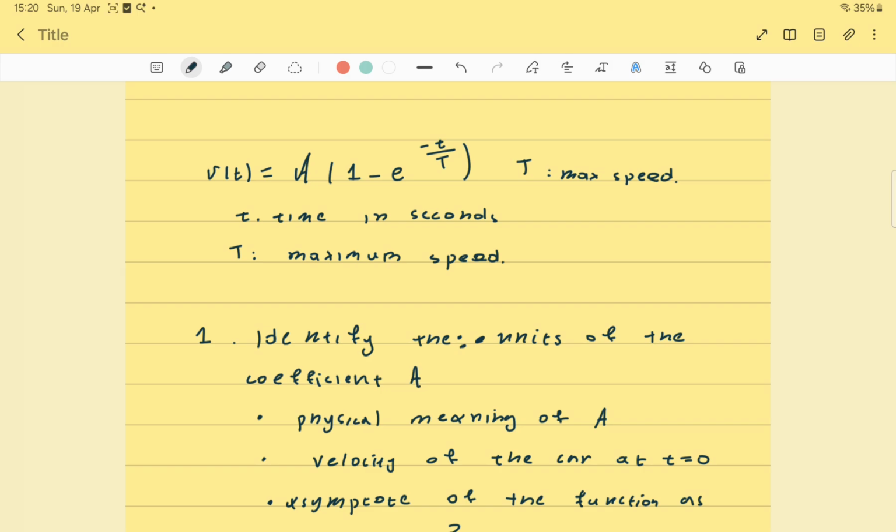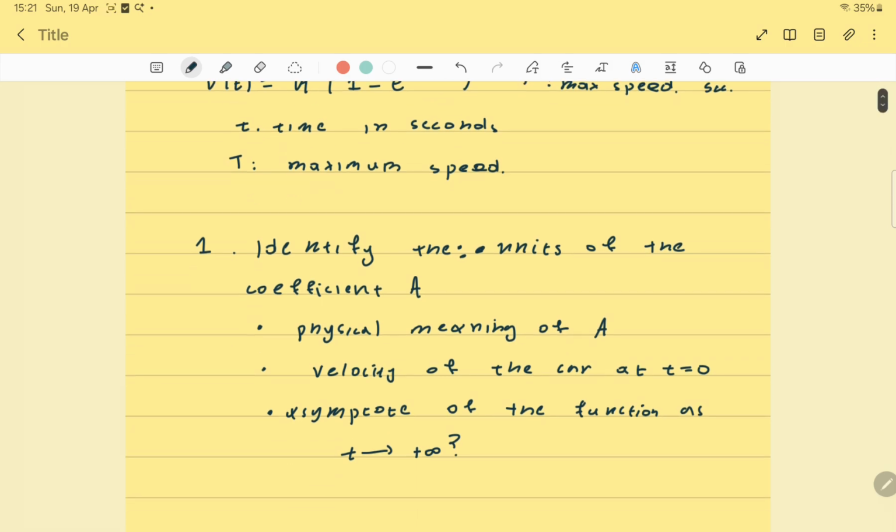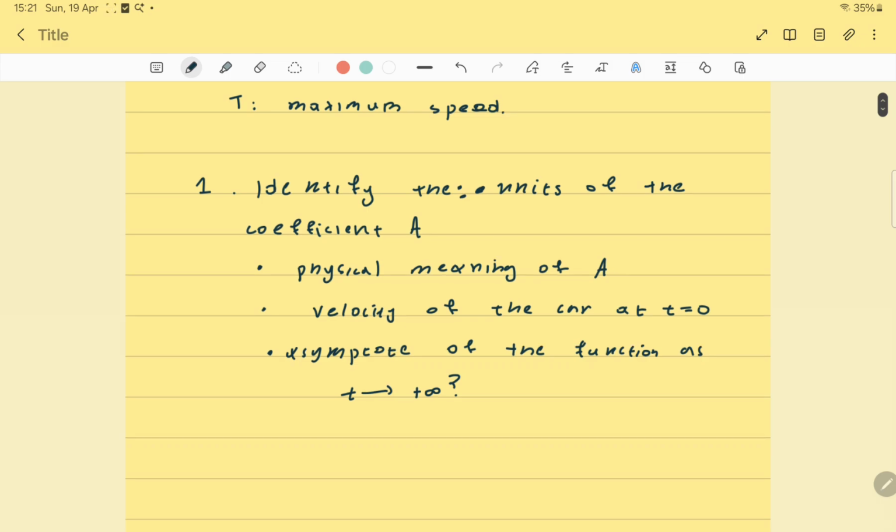This is the walkthrough for Unit 7, Assignment 3. You have the function v of t equals capital A times, open brackets, 1 minus e to the power of minus t over capital T, where capital T is the maximum speed in seconds. Small t is the variable of the function, time in seconds, and capital T is the maximum speed as we said before.